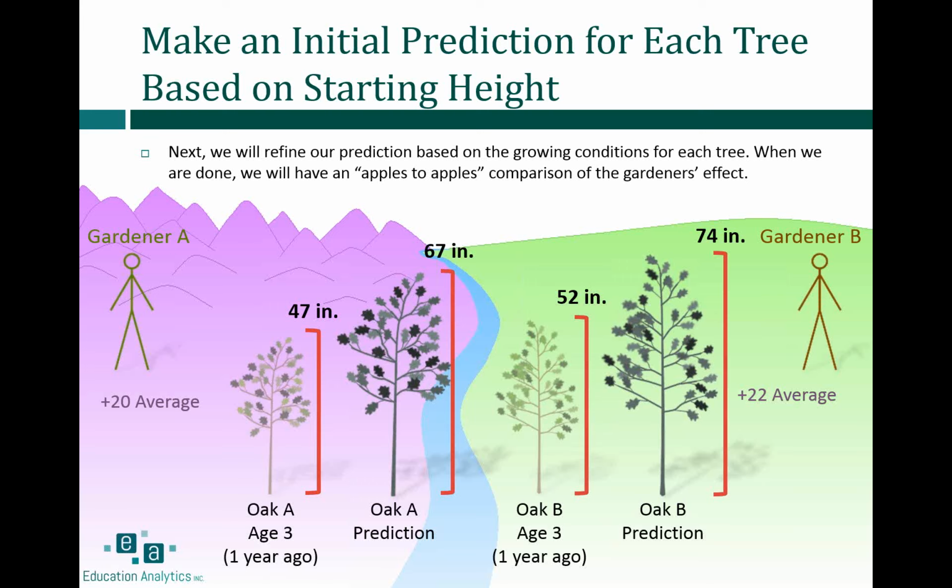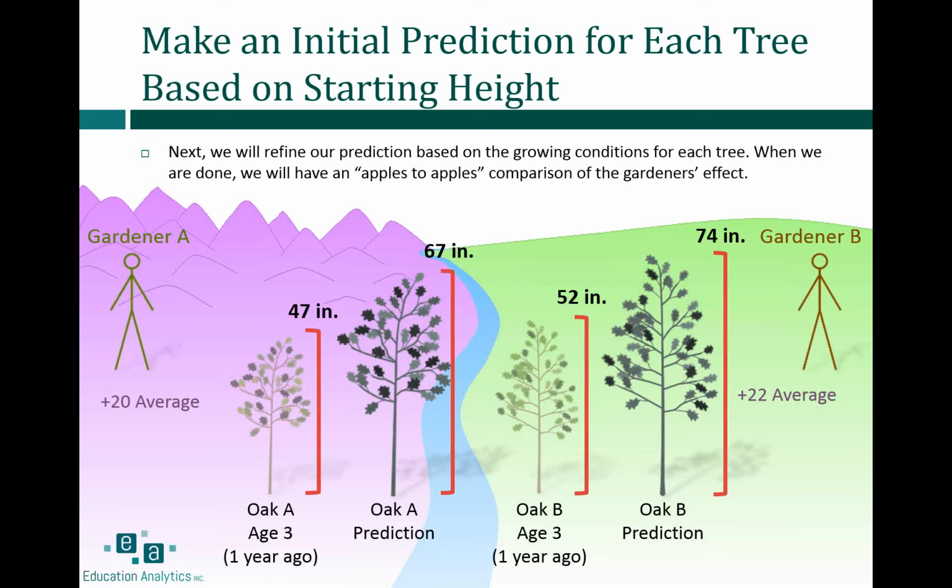So to start with that initial prediction, we would find for trees that had the same starting height as our 2 oak trees, oak tree A and oak tree B, how high did they tend to grow in our particular region? So we would find that trees that started at 47 inches, we might analyze some real data and find out that on average 47-inch tall trees tended to grow about 20 inches during a year. So that's the initial prediction of adding 20 inches for oak tree A. Oak tree A's predicted height is 67 inches.